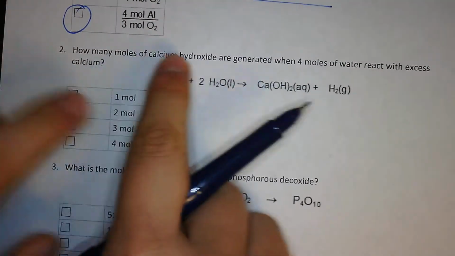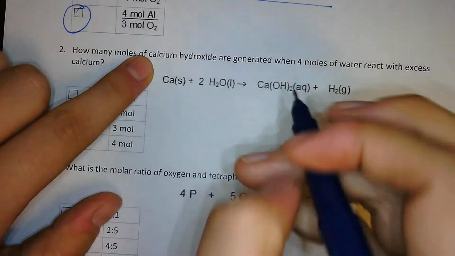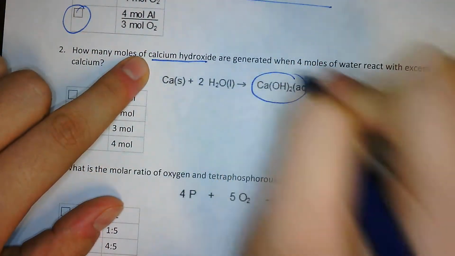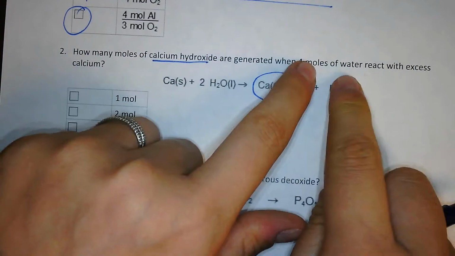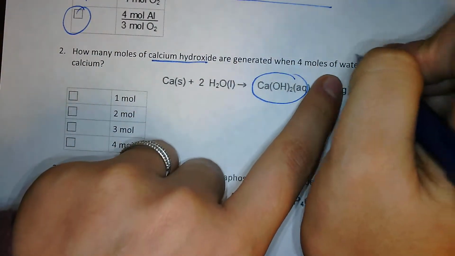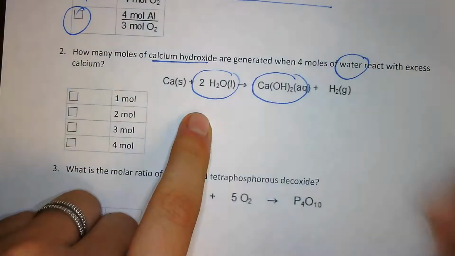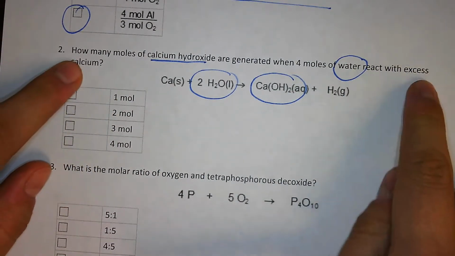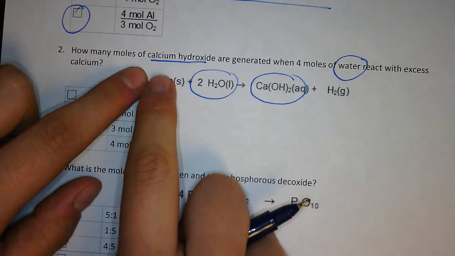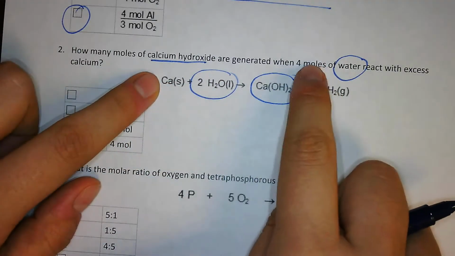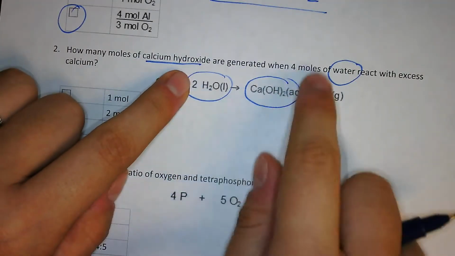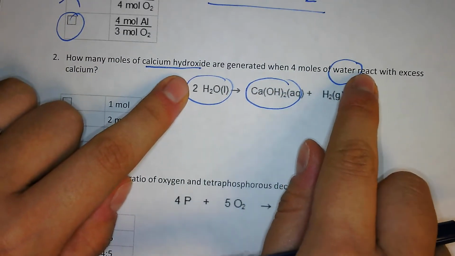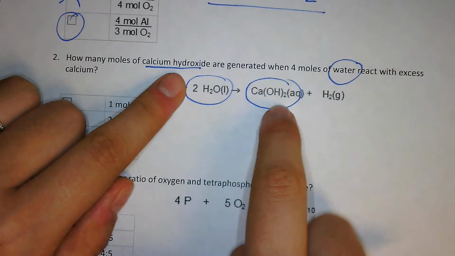How many moles of calcium hydroxide are generated when 4 moles of water react with excess calcium? So they want me to compare calcium hydroxide and water. The reason they say excess calcium is that they're telling you there's a whole bunch of this stuff, but only 4 moles of water, so this is your limiting reagent. This is the one that's going to limit the reaction. So they want you to compare water to calcium hydroxide.